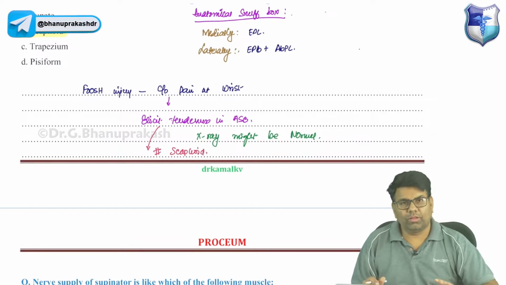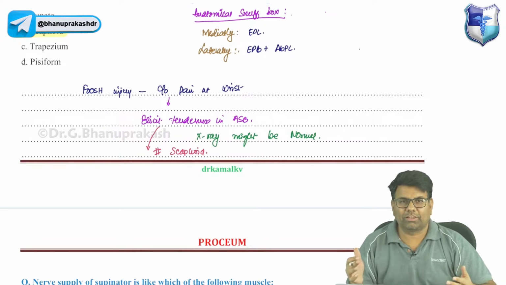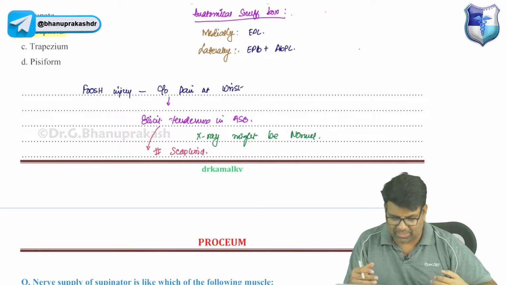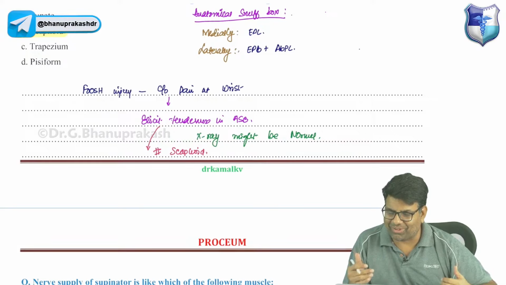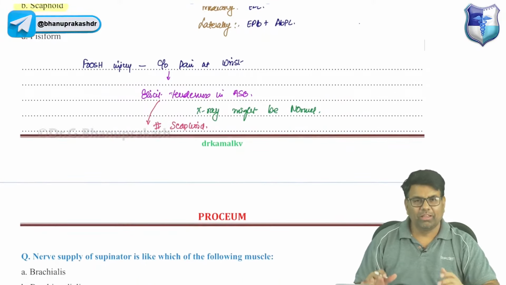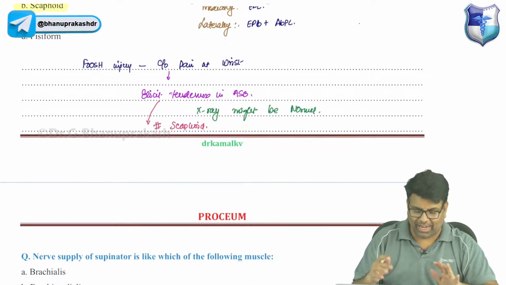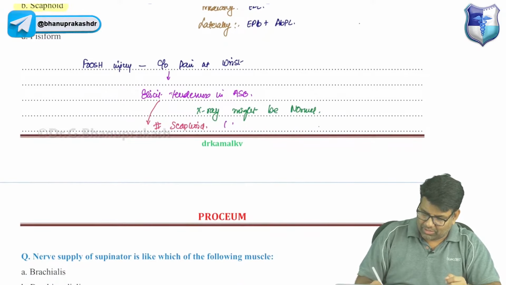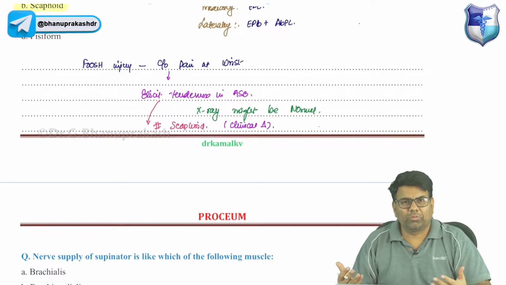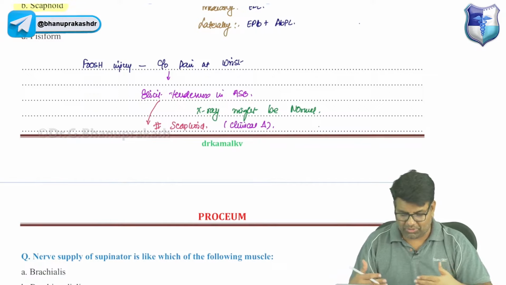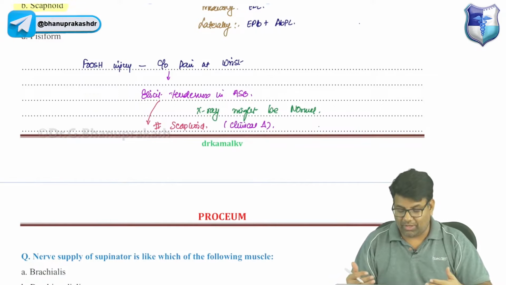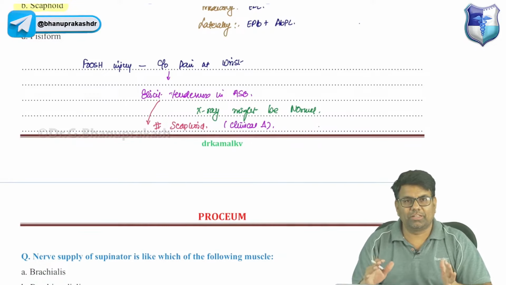So if you find tenderness in the anatomical snuff box, you can simply say, yes, absolutely right, fracture scaphoid. So this is a clinical diagnosis. What I mean to say, it's a clinical diagnosis. Very rarely in orthopedics do you make a diagnosis without X-ray. So this is one of those fractures where even if the X-ray is normal, the clinical presentation alone is suggestive of fracture scaphoid.